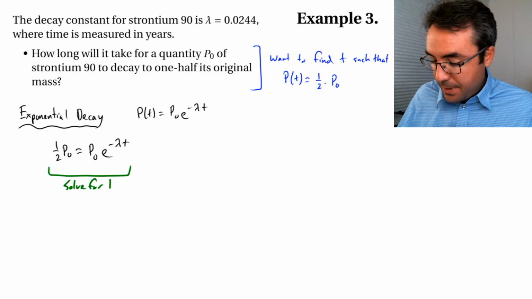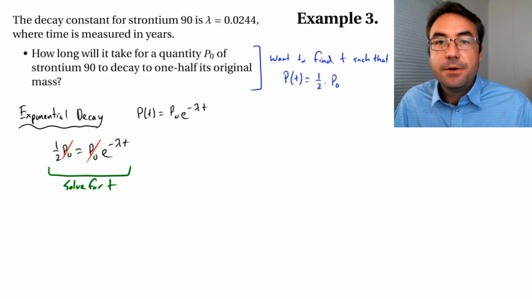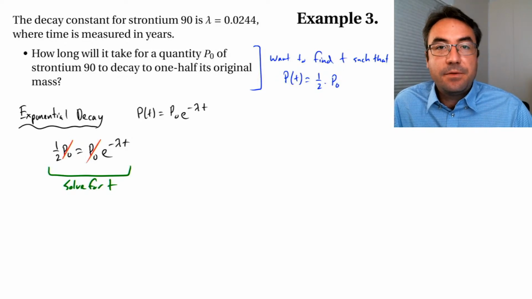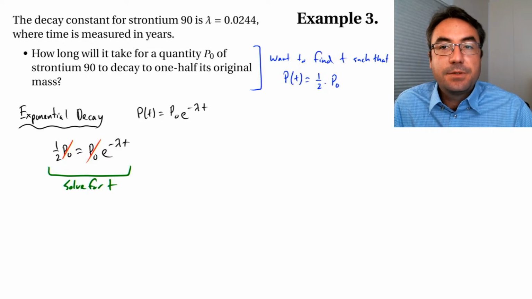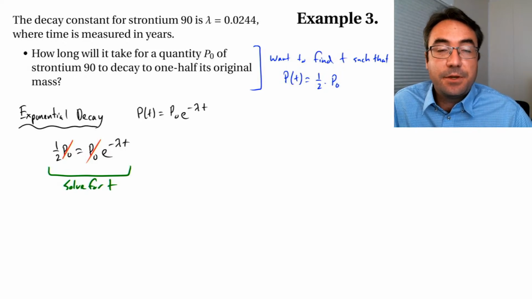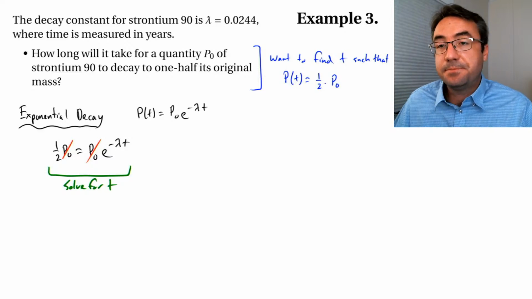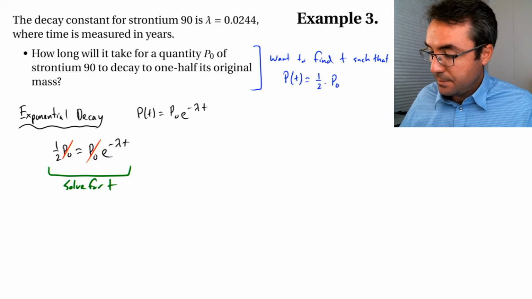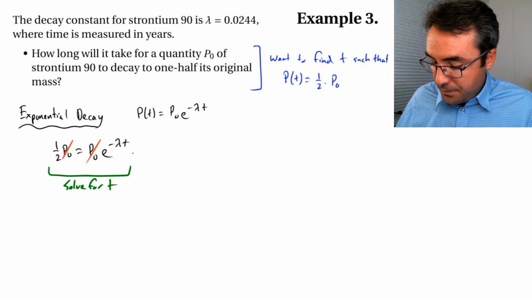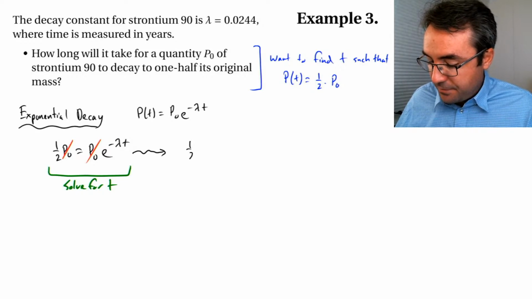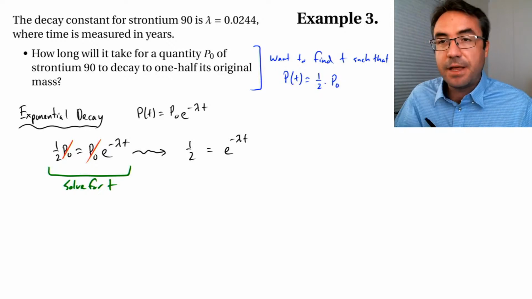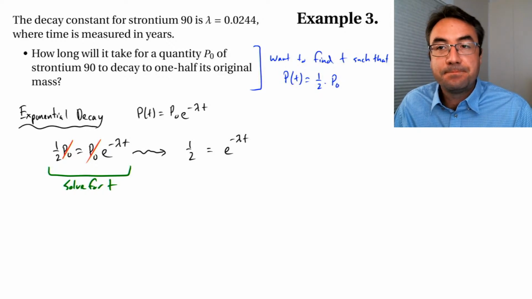And we notice right away that the P0s, doesn't matter how much we start with, the half-life is going to be the same no matter what. So the P0s just cancel off. We could divide both sides by P0 and cancel them. And so when we do that, we get 1/2 on the left is equal to e raised to the negative lambda times t on the right.